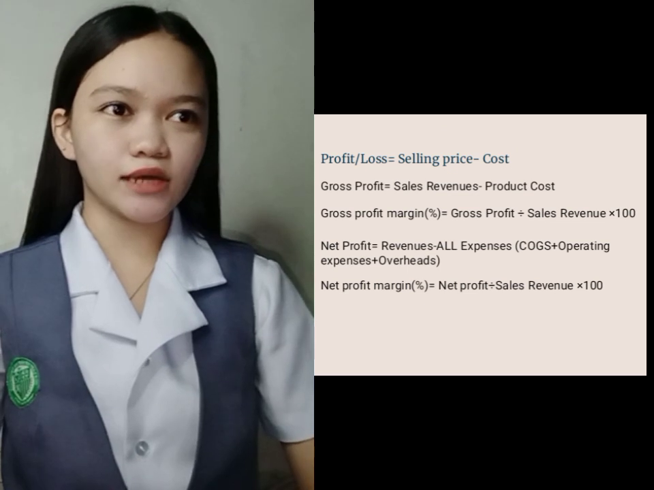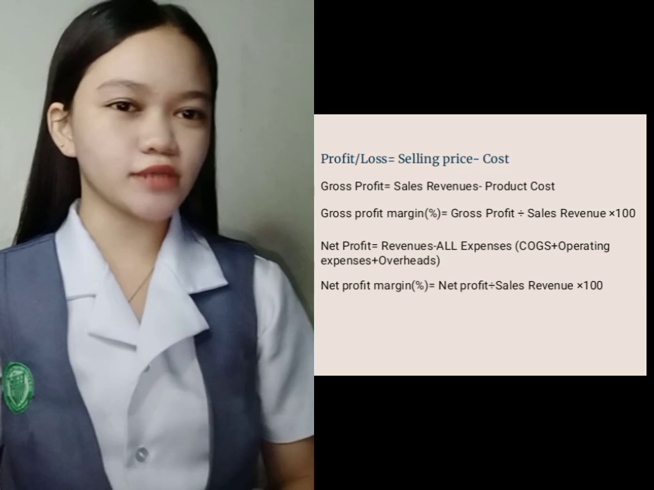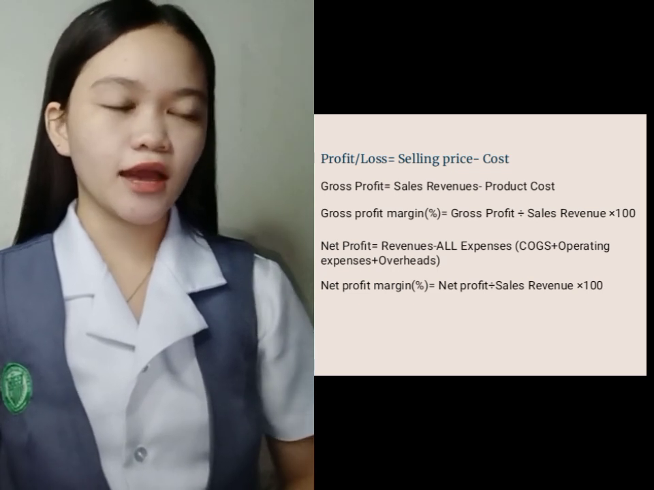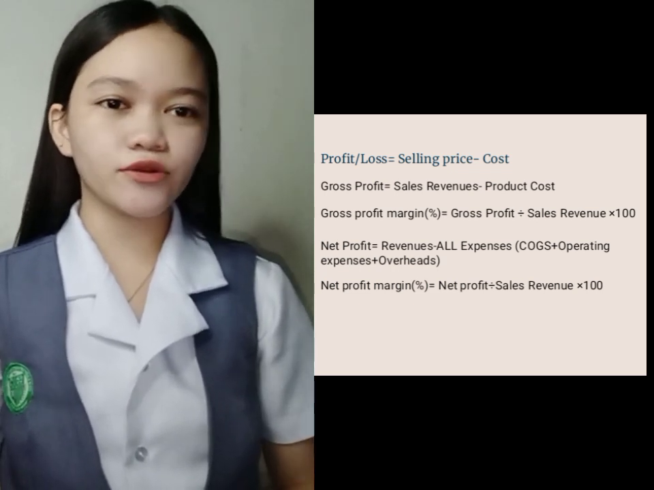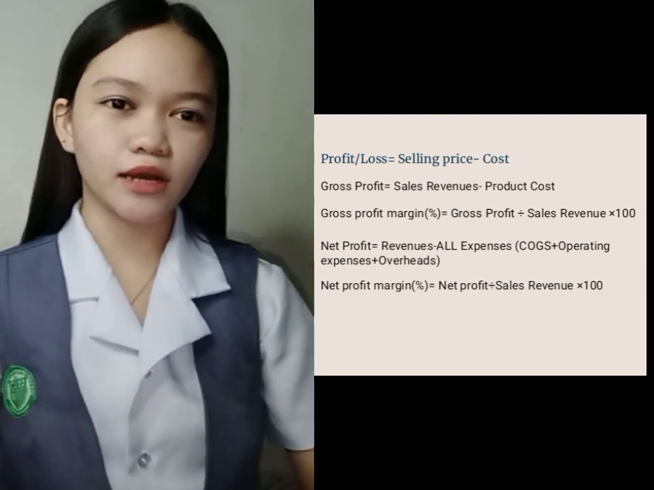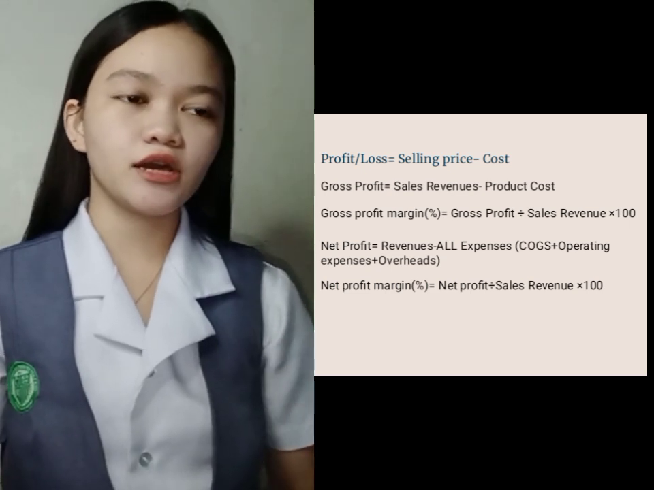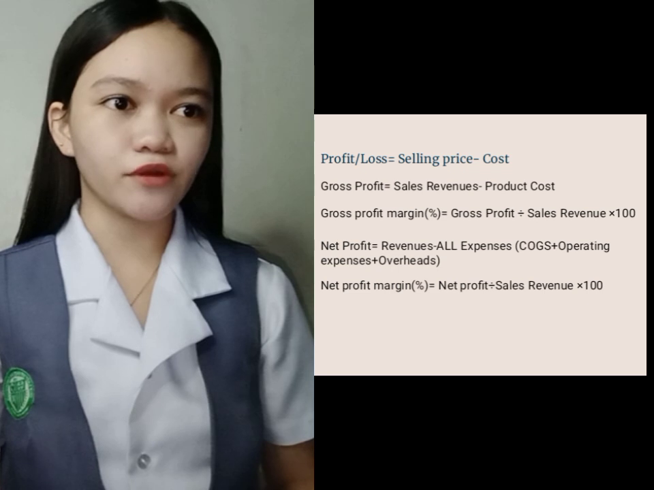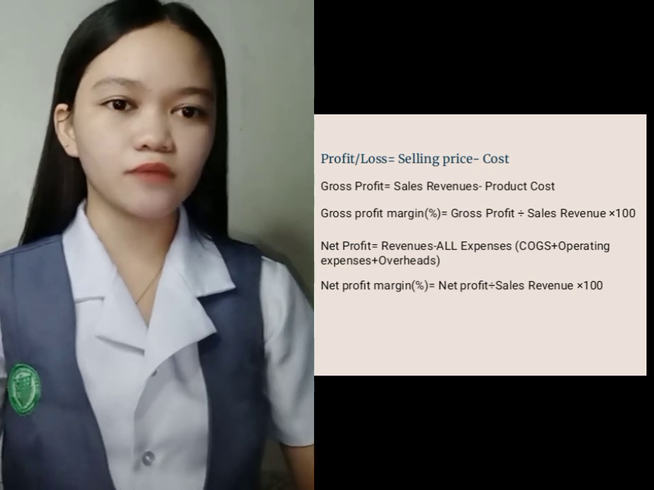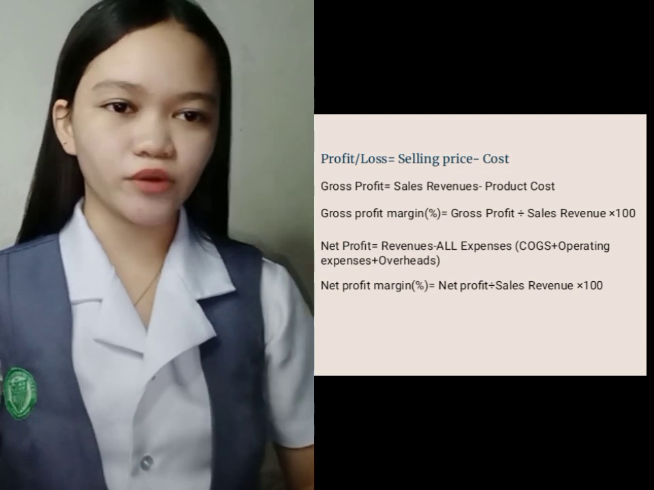These are the basic formulas for calculating profit and loss. Profit and loss equals selling price minus cost. These are the formulas for calculating the gross profit. Gross profit equals sales revenues minus product cost. In calculating the gross profit margin, the formula is gross profit margin equals gross profit divided by sales revenues times 100.